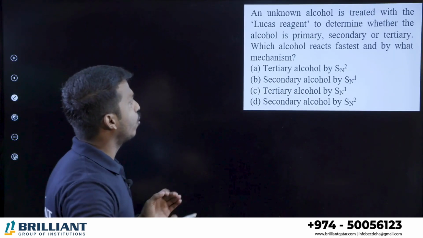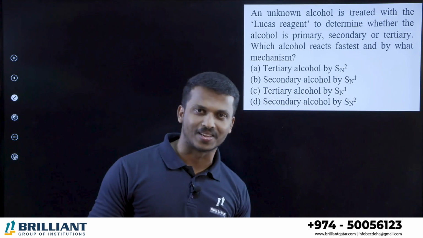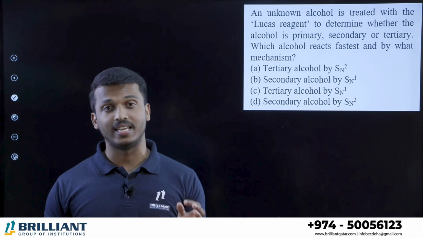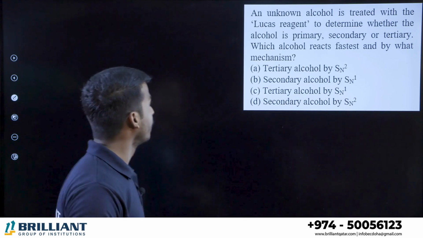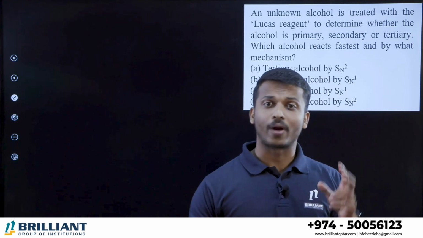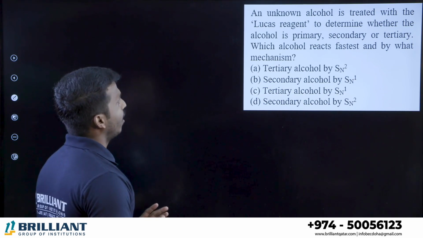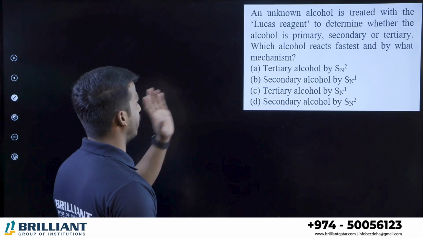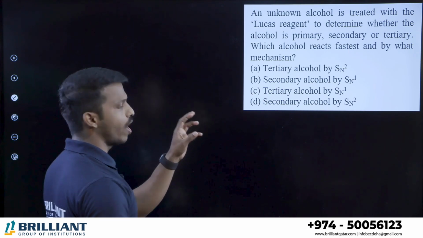An unknown alcohol is treated with Lucas reagent. You know what Lucas reagent is, right? Concentrated HCl with anhydrous zinc chloride is called Lucas reagent. We mainly use Lucas reagent to distinguish between primary, secondary and tertiary alcohol. To determine whether the alcohol is primary, okay. Which alcohol reacts fastest and by what mechanism?